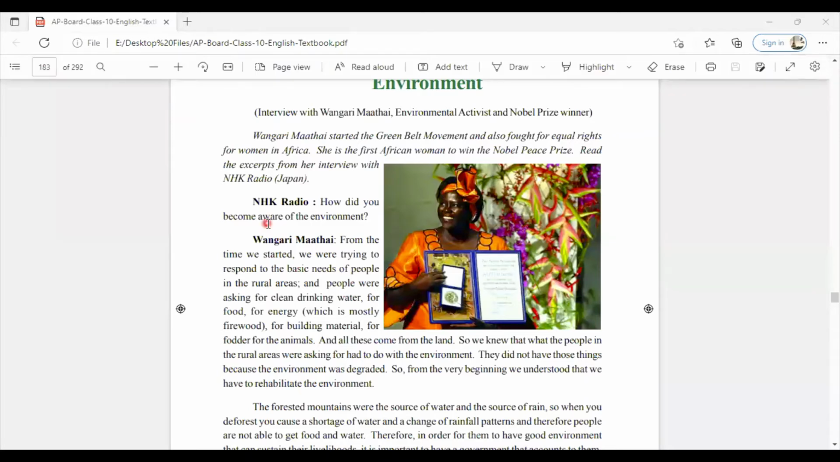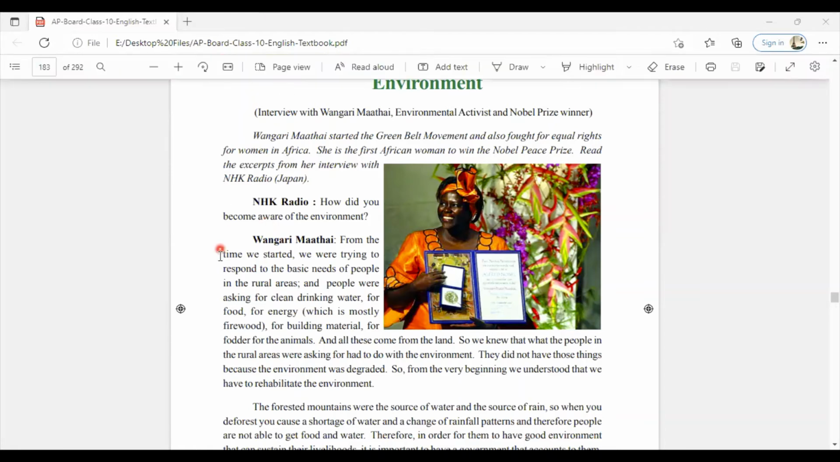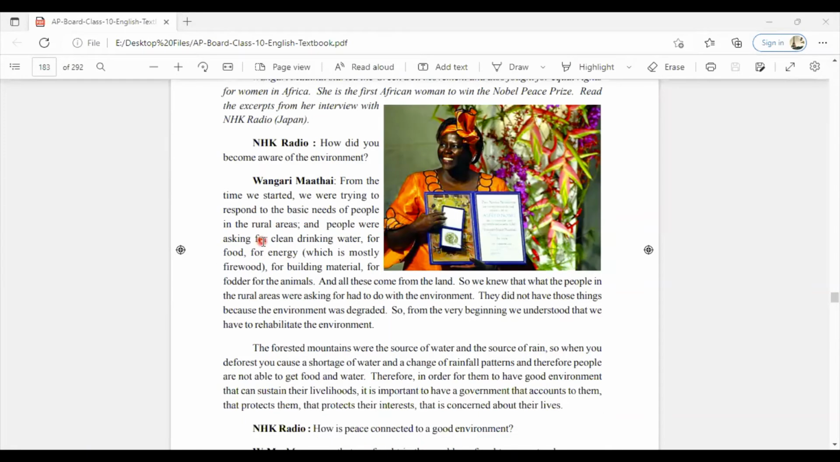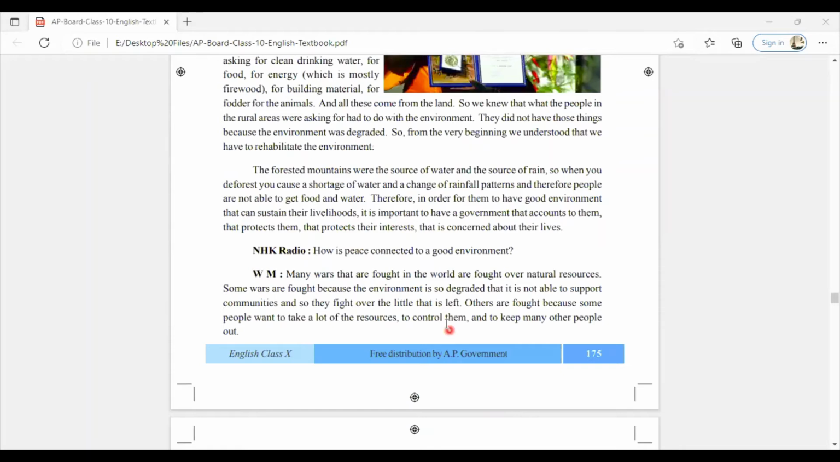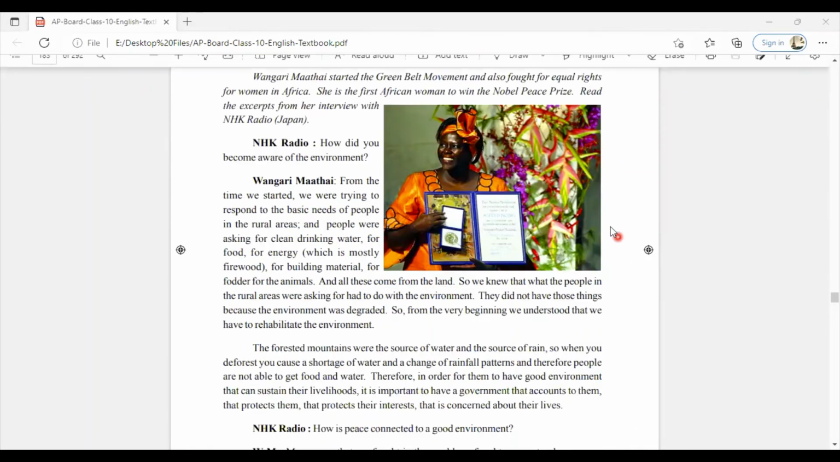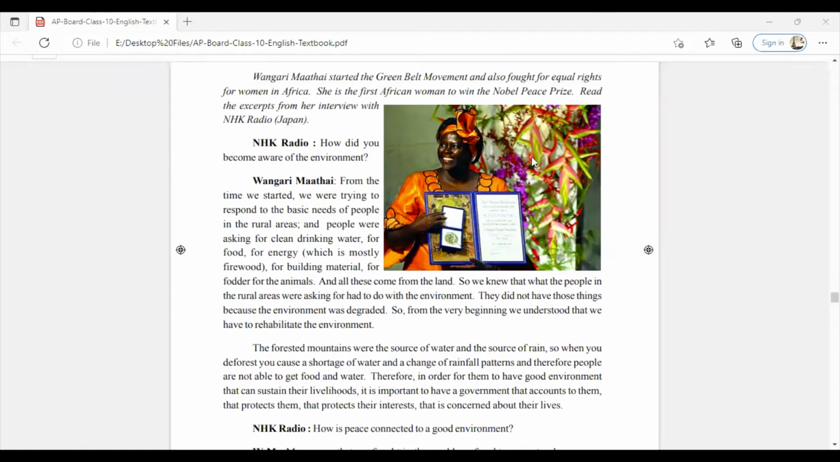So I said the type of text is interview. So you will have two persons here. One person is from NHK Radio, from Japan. He will interview Wangari Maathai regarding a few questions. He will ask the questions and she will answer. What the questions are and everything, we will discuss later on. First, let me tell you the summary part, the important points. Then we will move on with the other things.